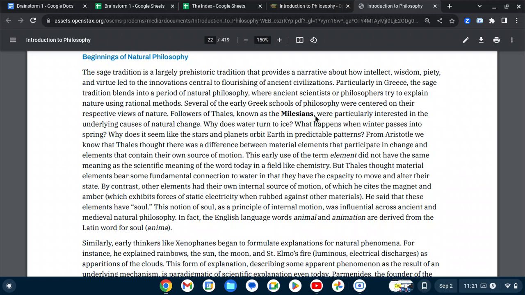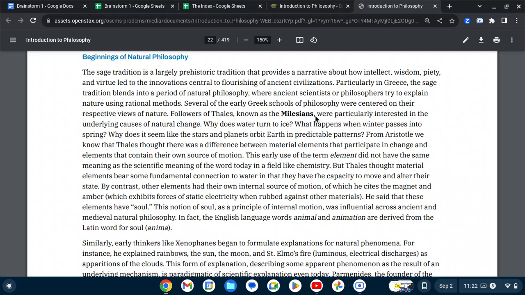Followers of Thales, known as Milesians, are particularly interested in underlying causes of natural change. Why does water turn to ice? What happens when winter passes into spring? Why does it seem like the stars and planets orbit the Earth in predictable patterns? From Aristotle, we know that Thales thought that there was a difference between material elements that participate in change and elements that contain their own source of motion.